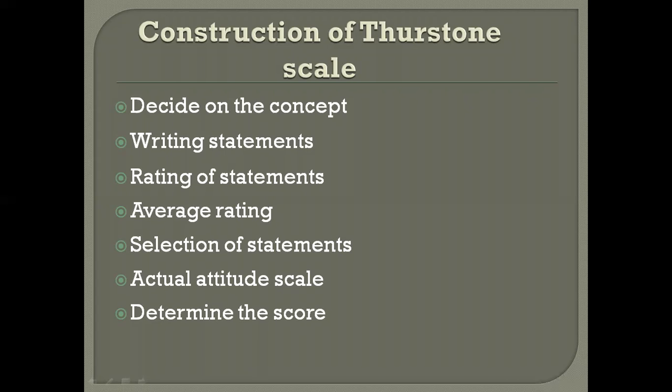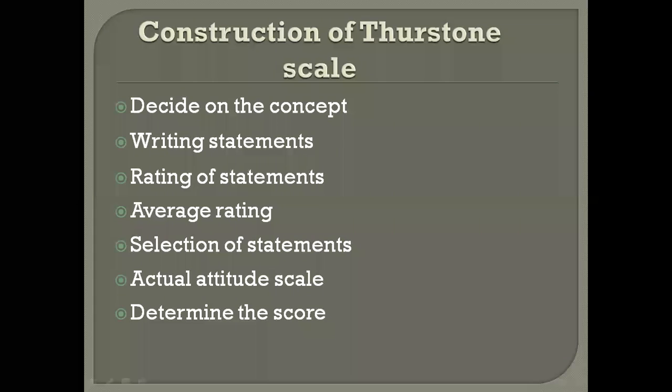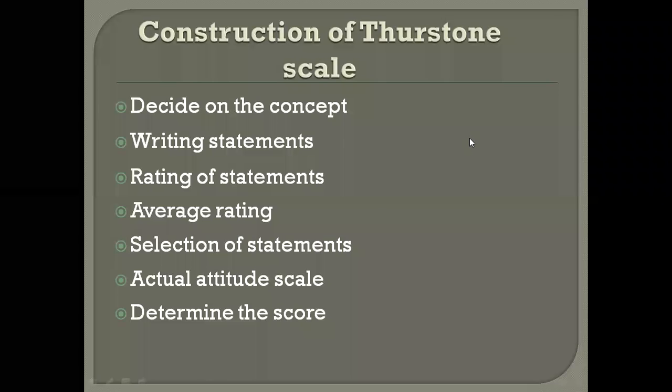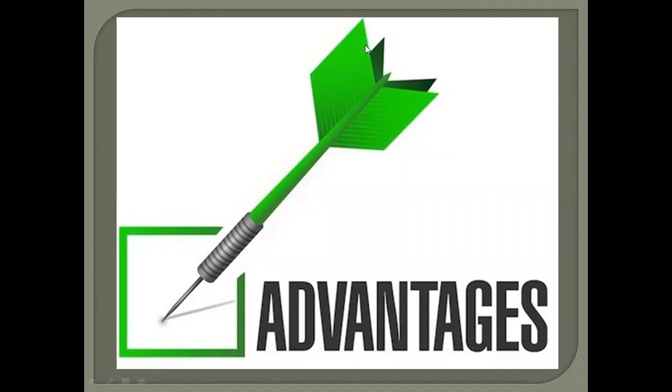So first we will decide on the concept, then we will write the statements on the concept. Those statements are not finalized, that is raw. We are just taking out all the possible statements that we can formulate for that concept or idea. Then we will rate the statements accordingly. Then we will give an average rating to group the respondents. Then we will select the statements that we have written which are most feasible to use in that scale. After selecting the statements and giving all the ratings, we will formulate the actual scale, and then we will determine the score. Understood, everybody, the construction of the Thurston scale? Yes, ma'am. Okay, if any doubt, you can stop in the middle and ask.